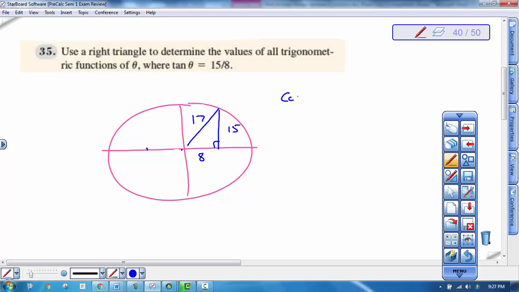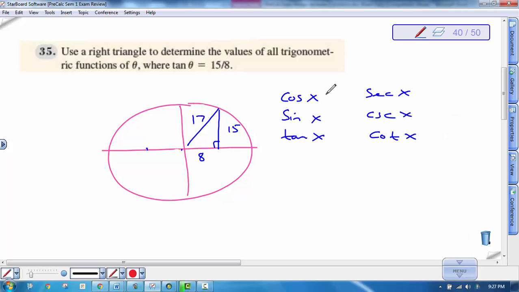You get 17, so now we can do the cosine, sine, tangent, as well as the reciprocals. So I'll spell these out for you. Cosine is adjacent over hypotenuse. Sine is 15 over 17. We already have the tangent. We just flip those to get the reciprocals.